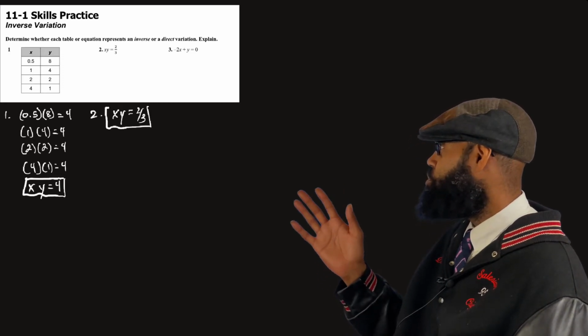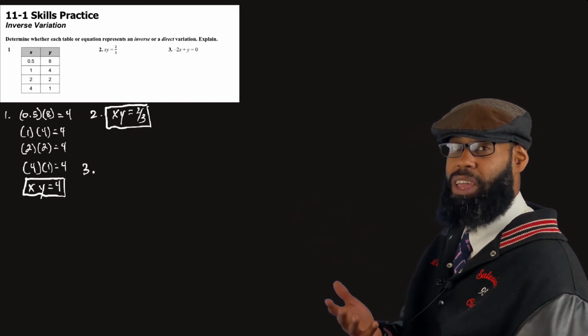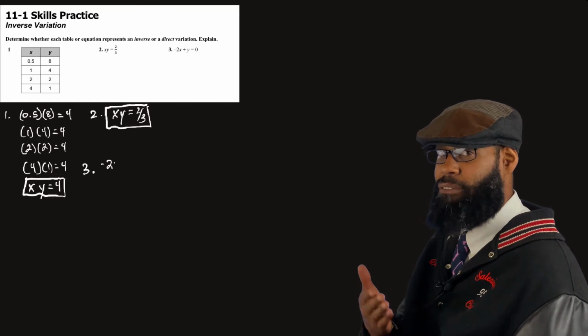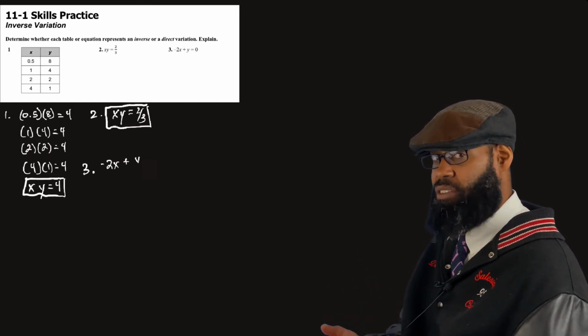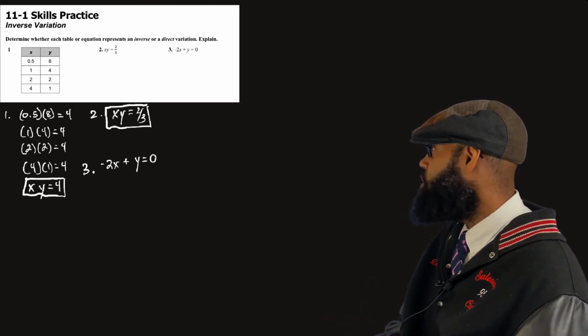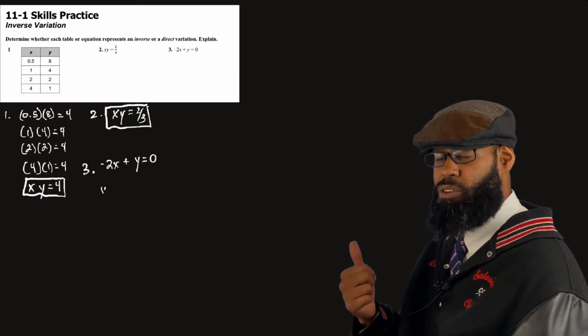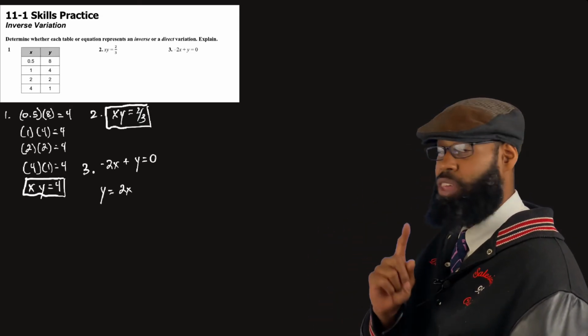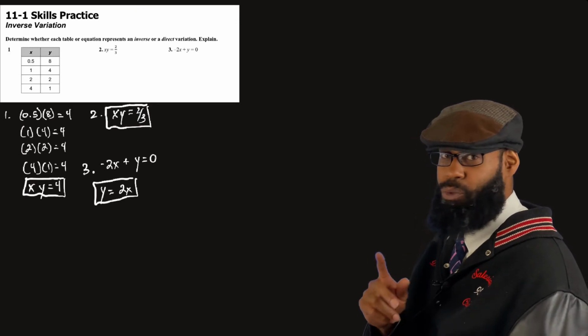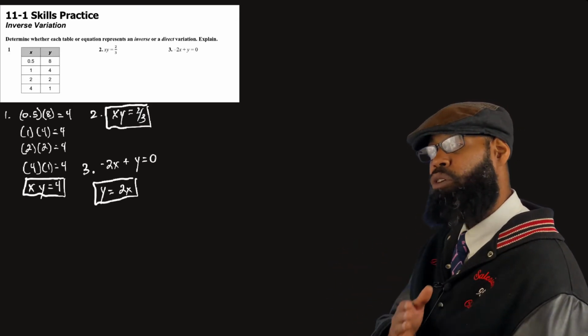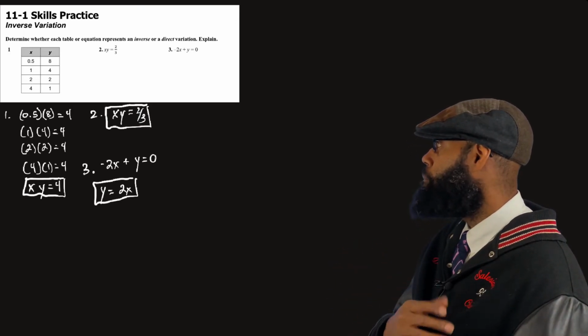Now number 2 is straightforward. It literally says x times y equals 2/3. So that is an inverse variation of x and y. Doesn't matter what x is, doesn't matter what y is. When you multiply those two, you're going to get 2/3. We showed that in number 1. X changed and y changed over and over and over. But when you multiply those two, you got that.